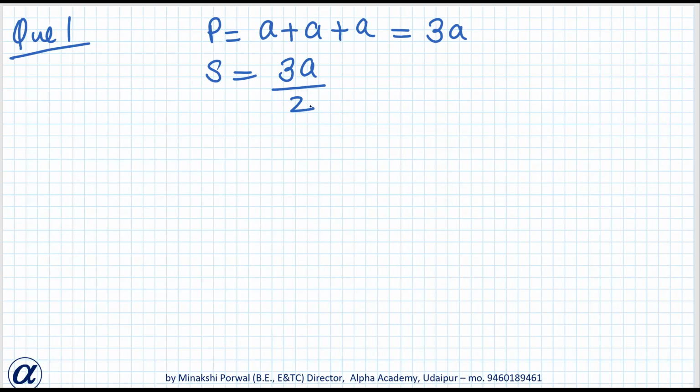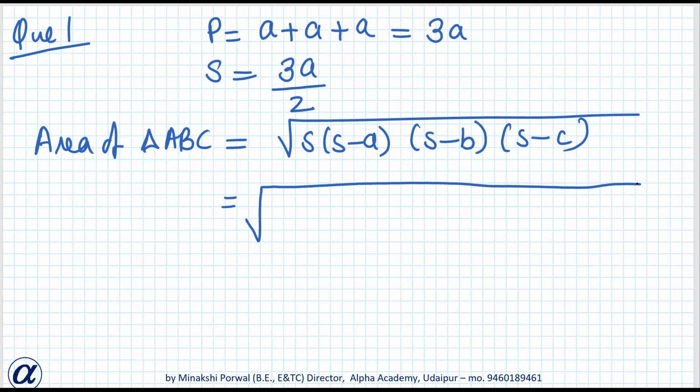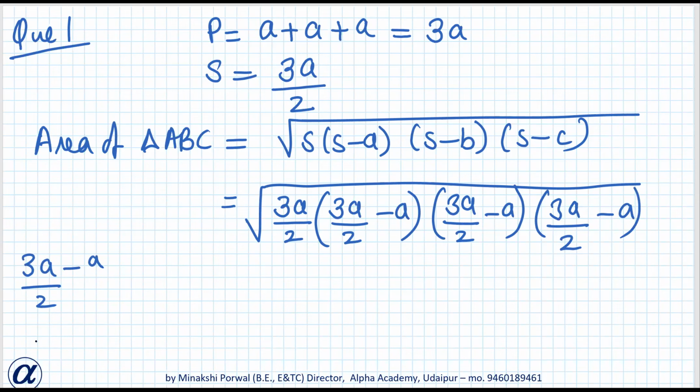So area of triangle ABC will be equal to under root of s into s minus a, s minus b, s minus c. So s is 3a by 2, and we have 3a by 2 minus a, 3a by 2 minus a and 3a by 2 minus a. We can do 3a by 2 minus a this way: 2 is the LCM, so it becomes 3a minus 2a, that is equal to a by 2.